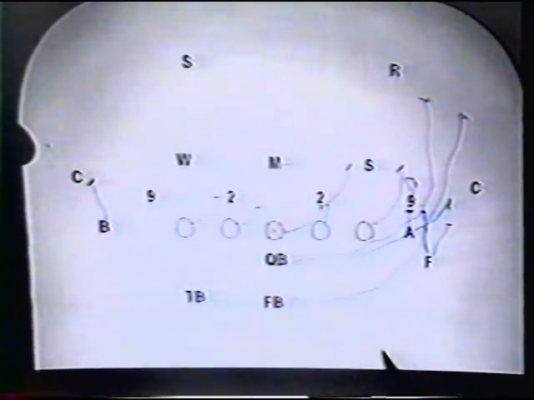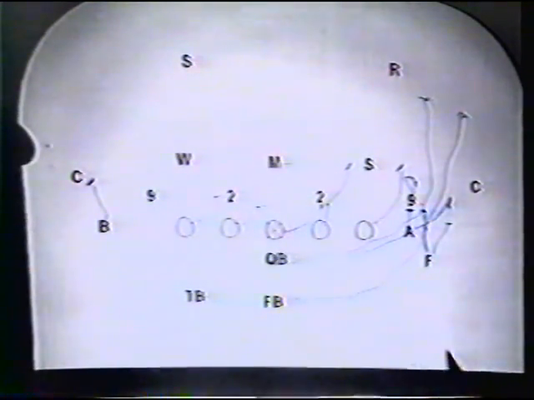Another option that you can have is to have the tight tackle pull. The tight tackle will pull and kick the contain, and then have the fullback take his block on the Sam linebacker. Those are some little wrinkles that we've always done to make the sweep a lot more effective.